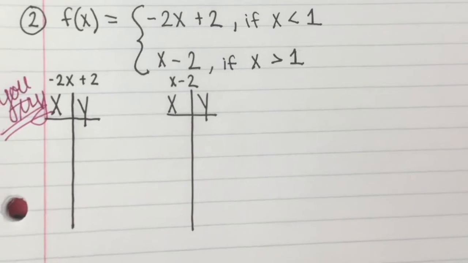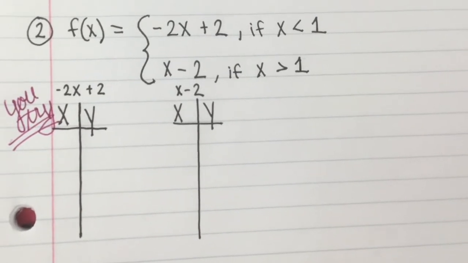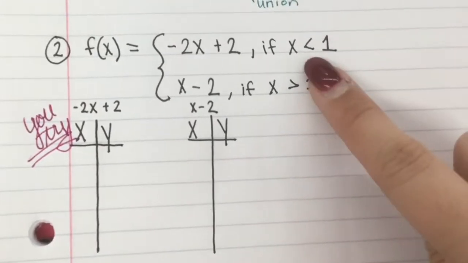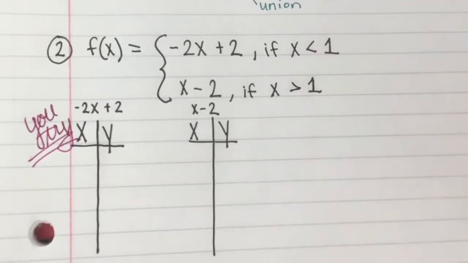Okay, so right now I want you to try to just do your t-tables for both of these functions. Remember to take a look at your domain restrictions and use those to help you pick your x values for your t-table.